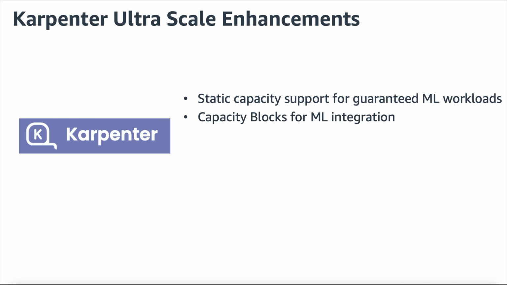We also added support for capacity blocks for ML in the node class API. Capacity blocks are ideal for model training, fine-tuning, and preparing for inference demand surges. Carpenter now prioritizes capacity blocks when provisioning static capacity before falling back to other capacity types.